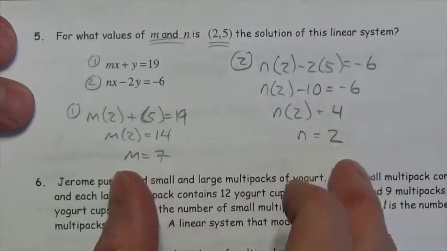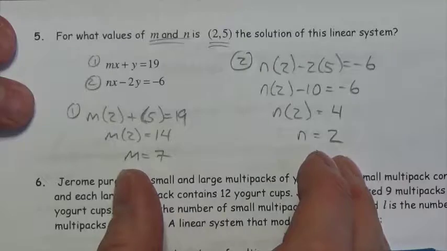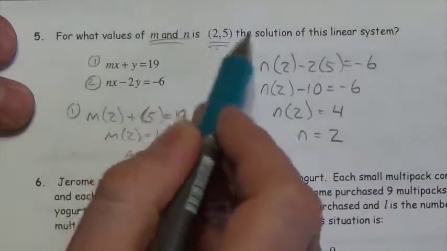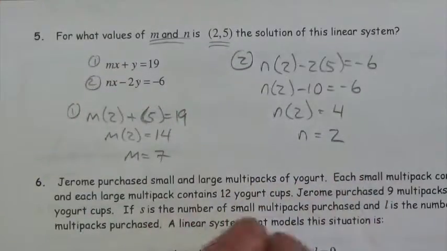Now, notice I don't need to write this as a point, because that was the point of intersection here. I'm just evaluating for the values of those two variables, basically parameters in the equations.